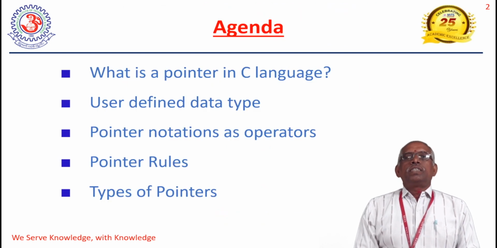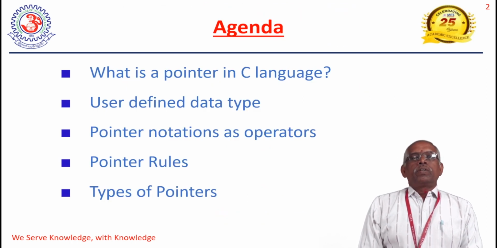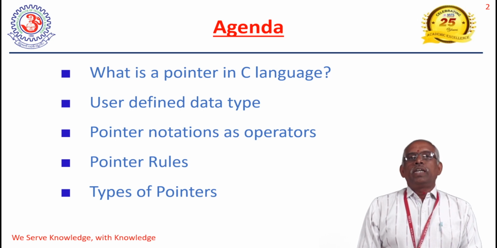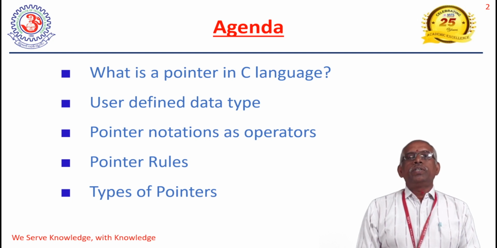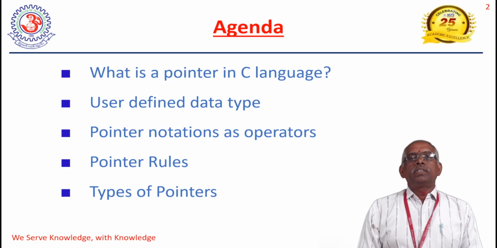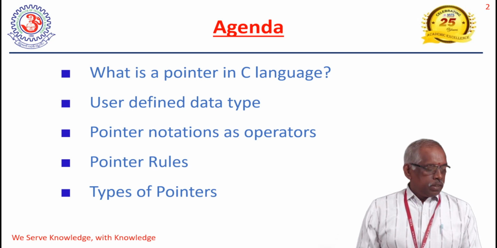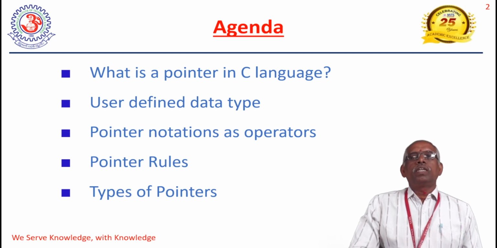So this is the agenda of today's topic. What is meant by a pointer in C language, how it is referred to as a user-defined data type, and what are the special notations we are going to use to apply pointers in our coding, that we will see. Then there are certain rules we have to follow when we are applying pointers. So there are some pointer rules also. Then we come to the actual types of pointers, which we are going to see probably in the second session. Let us start the session.